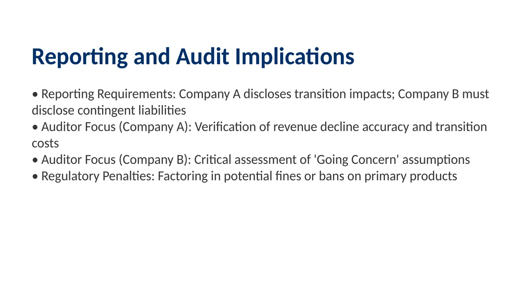The auditor of Company A will focus on whether the revenue decline is accurately reflected, but the auditor of Company B must be extremely cautious about going concern assumptions and whether the potential regulatory crackdown could lead to massive fines or the banning of their primary product.